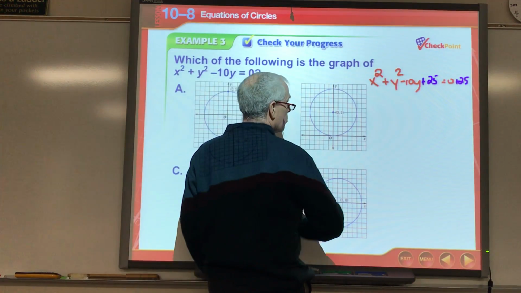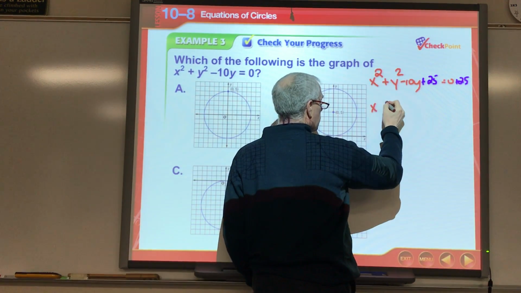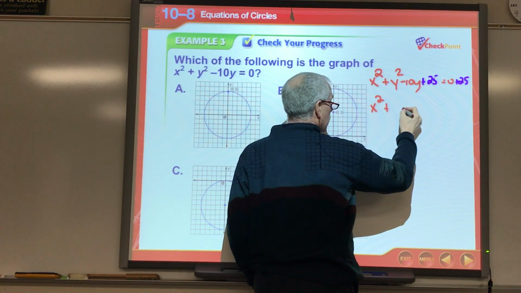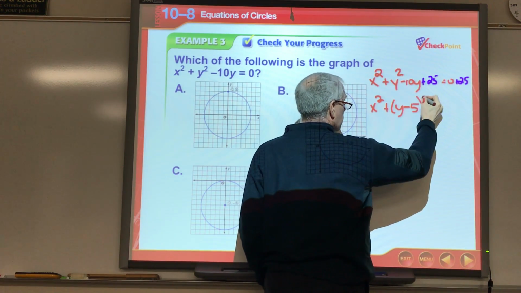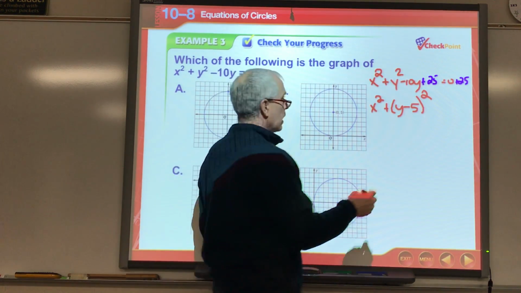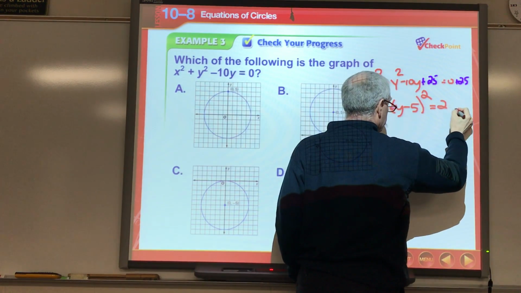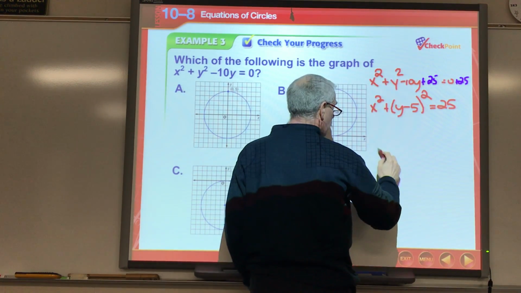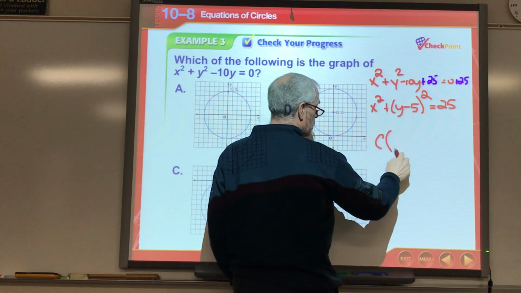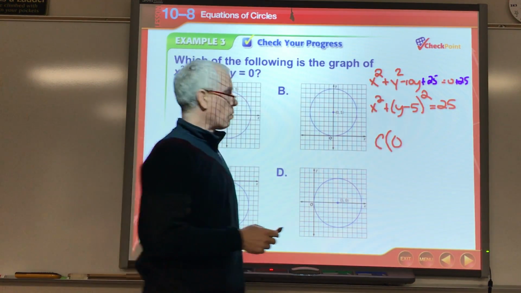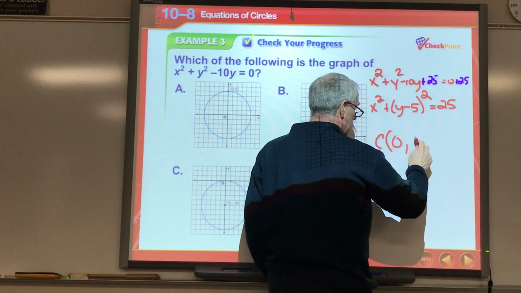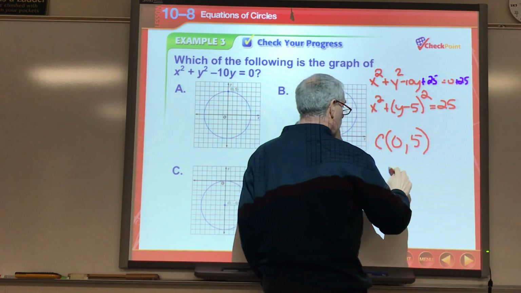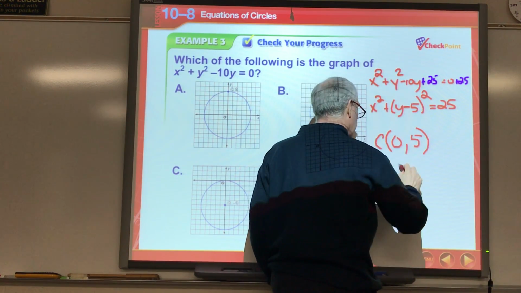The left side then becomes x squared, and this is now a perfect square. This is y minus 5, quantity squared, and I get a 25 on the right side. All right, so the center of my circle is at 0, because that's x minus 0 quantity squared, and 5, because I have y minus 5 quantity squared, and my radius is the square root of 25 or 5.